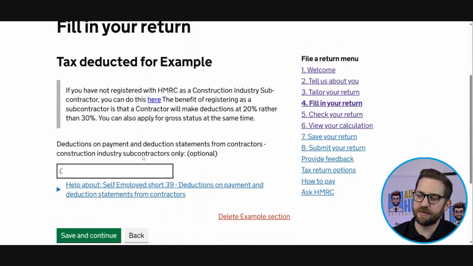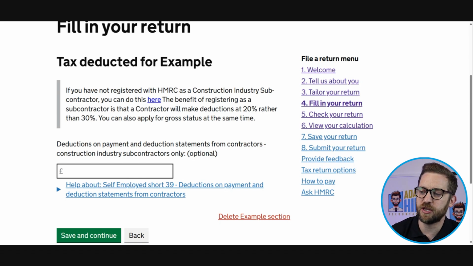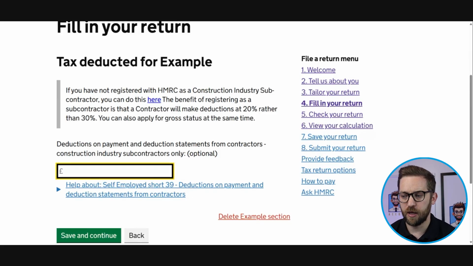Deductions on payment and deduction statements from contractors. So this is the construction industry scheme. If you're a trade, then you may work under CIS, and the main contractors will normally deduct 20 or 30% from the payments that they make across to you. And then you enter the details here, and this will get factored into your liability or your refund come the end of the tax return. If you don't work in construction, then it won't apply.